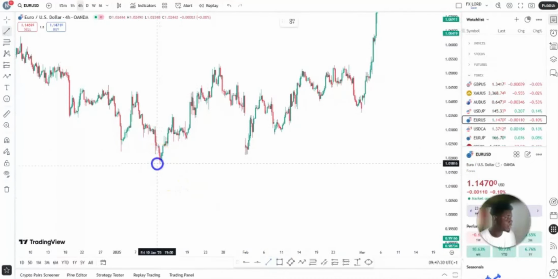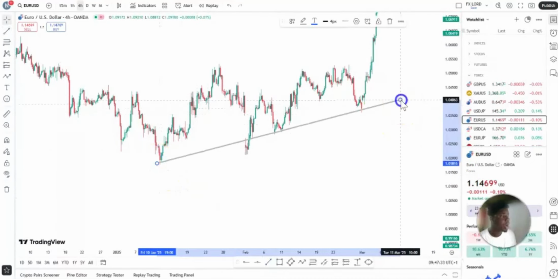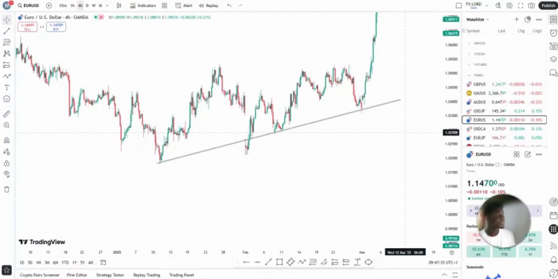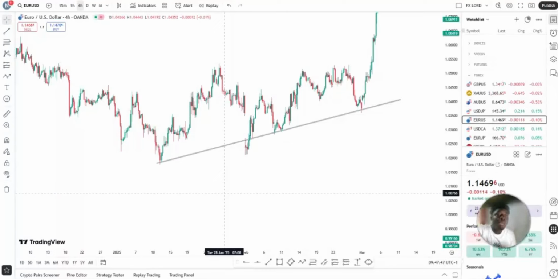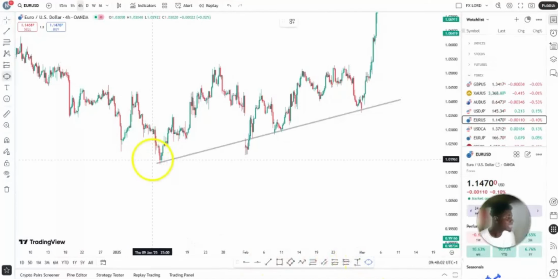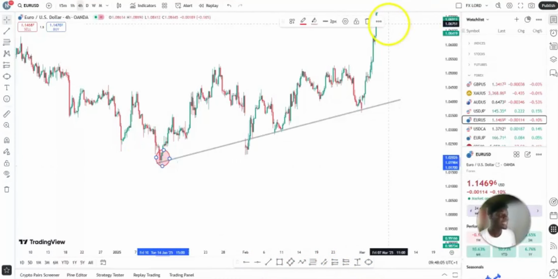Okay, let's see if this level is going to work properly. Okay, easy. So you can see we just drew another trend line. So how do you draw a trend line? There have to be a minimum of 2 to 3 touches at the trend line before it can be considered a solid trend line. The market has to touch that trend line a minimum of 2 to 3 times before it can be a solid trend line.